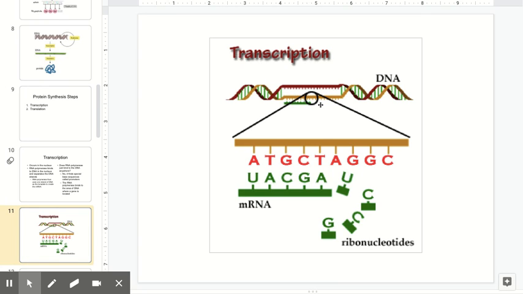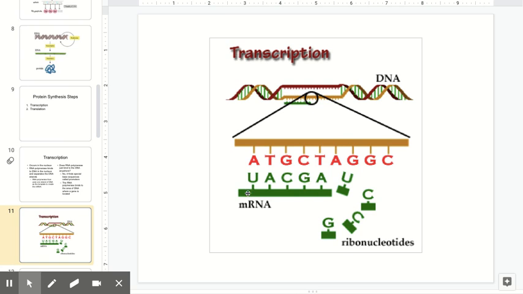So here's our DNA. It's a twisted ladder, and in the section of the DNA where the gene is located, that little section untwists and separates. So here we're focusing on this piece of DNA here. And we know this is DNA because it has T in it. A, T, G, C, T, A, G, G, C. Remember, DNA has the bases A, T, C, and G.